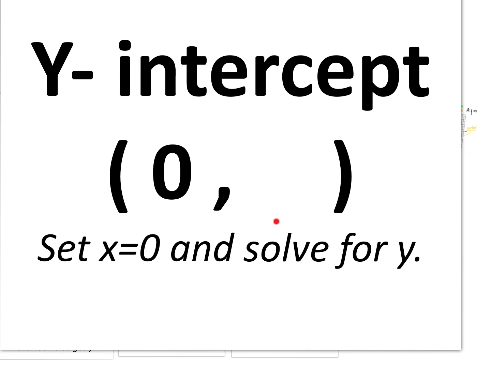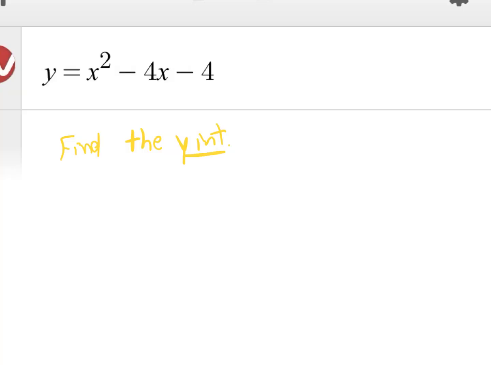So since it's a location, it's a coordinate, the x value is 0. You set x equal to 0, you plug in 0, you find out what y is, and that'll be the location, (0, whatever that is). So let's say I asked you, find the y-intercept of this equation. All you got to do is set x equal to 0 and solve.